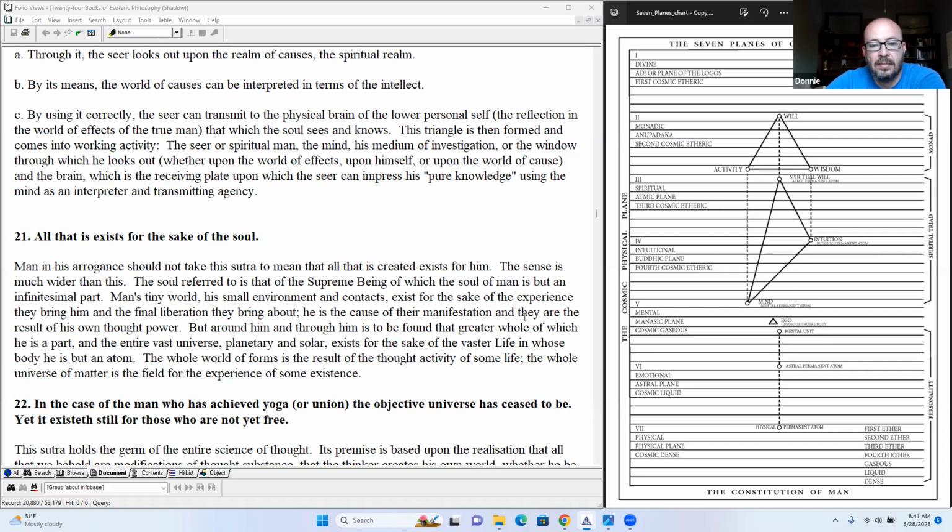He is the cause of their manifestation, and they are the result of his own thought power. But around him and through him is to be found that greater whole of which he is a part. And the entire vast universe, planetary and solar, exists for the sake of the vaster life, in whose body he is but an atom. The whole world of forms is the result of the thought activity of some life. The whole universe of matter is the field for the experience of some existence.